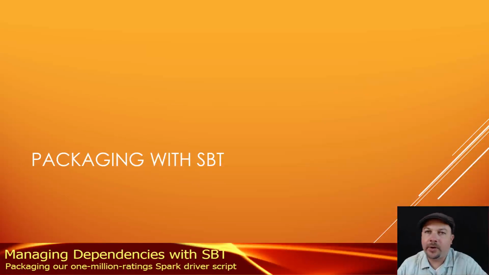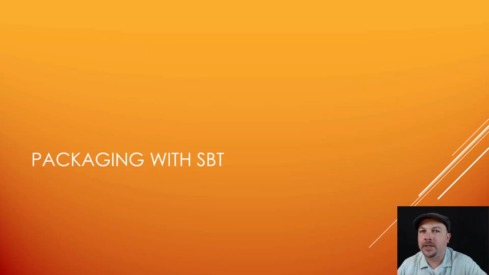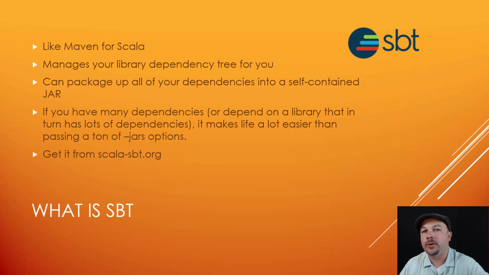So what happens if you have a very complex Spark driver script that has a lot of third-party dependencies that aren't part of the core Spark distribution? Or maybe you have a bunch of add-on packages you need to manage. Well, SBT is a technology you can use to package up all of those dependencies into a self-contained jar file that you can just move around to your cluster and run with one very simple line of code. If you're familiar with Maven for Java, you can think of SBT as Maven for Scala. It's basically a dependency management tool.